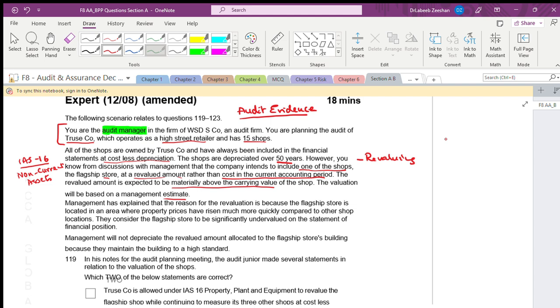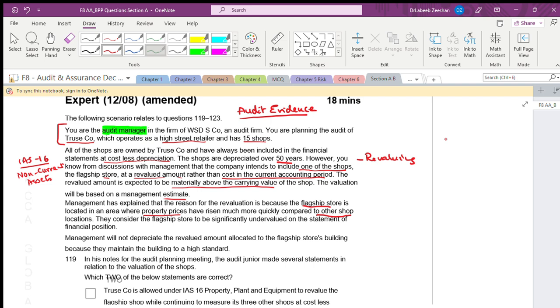Management has explained that the reason for revaluation is that the flagship store is located in an area where property prices are rising much more quickly compared to others. Property prices will generally go in the same trajectory, but we can agree with that: in a prime location, the value will increase.